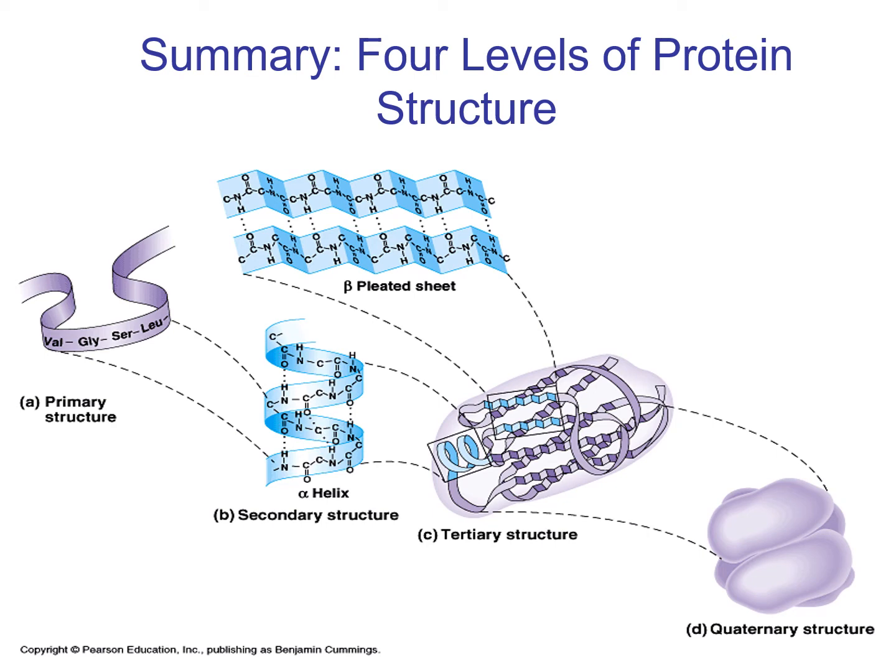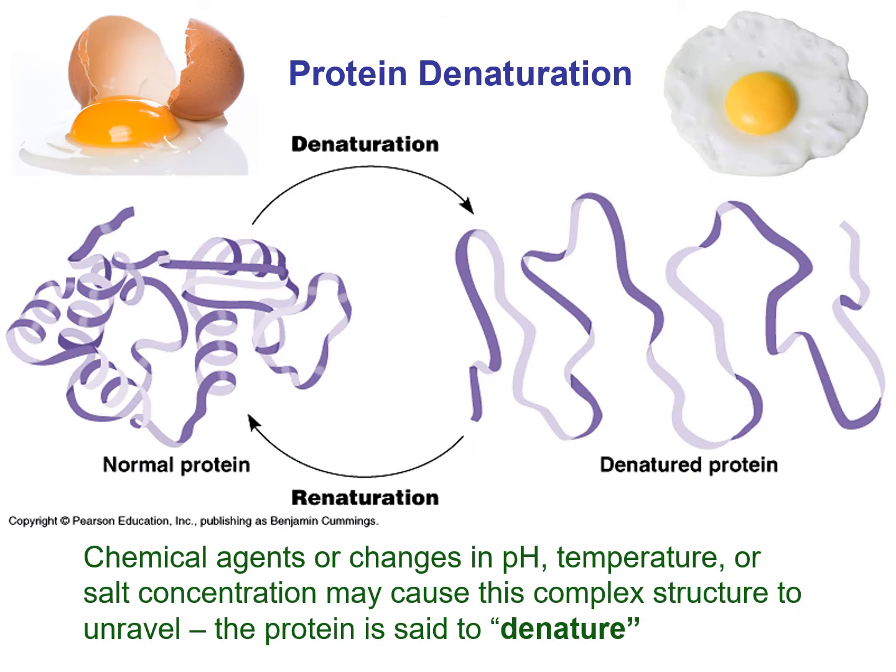So primary structure is the result of covalent bonding. Those are peptide bonds specifically. Secondary structure is entirely the result of hydrogen bonding. And for tertiary structure and quaternary structure, every type of bond and interaction you can think of is potentially involved. So proteins have this really complex 3-dimensional structure to them.